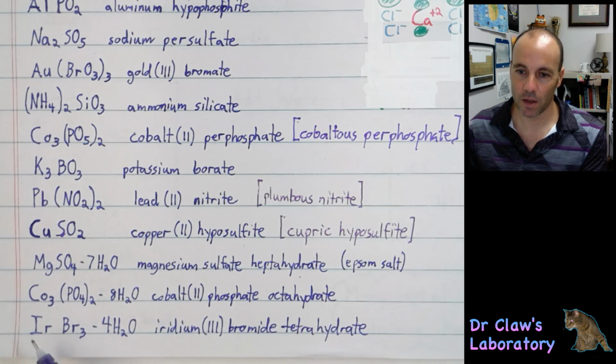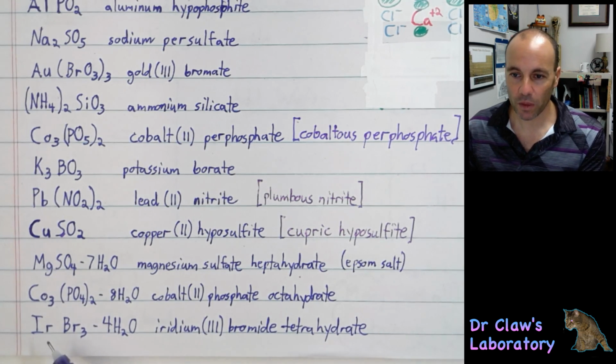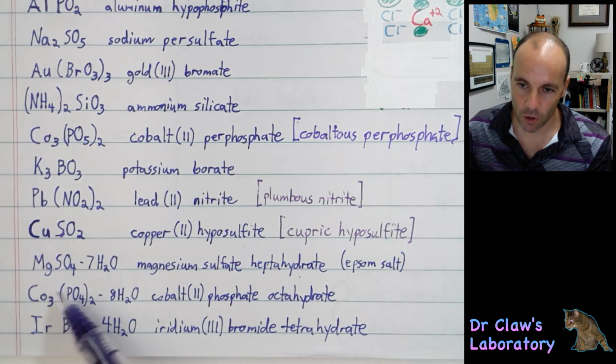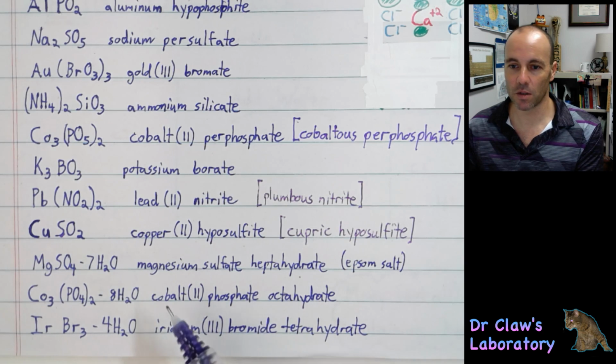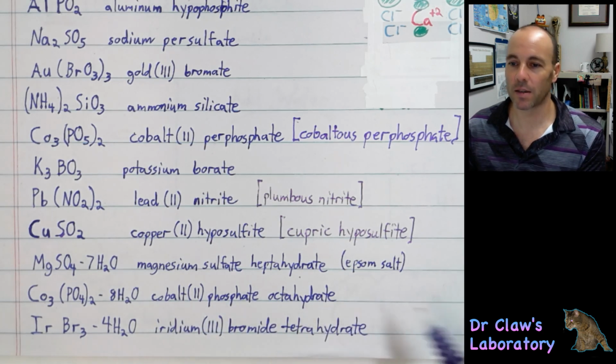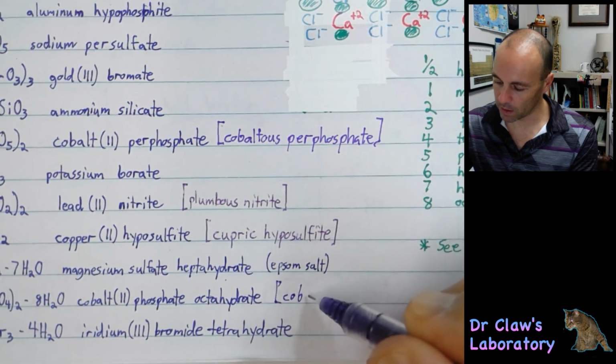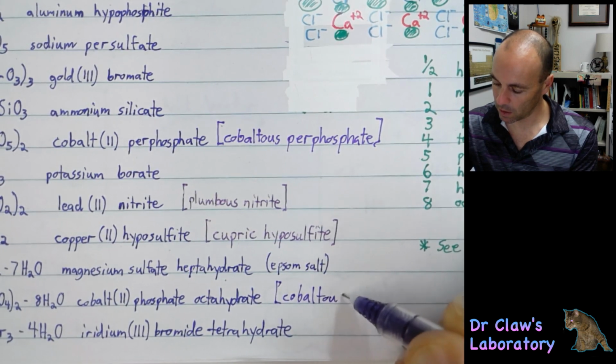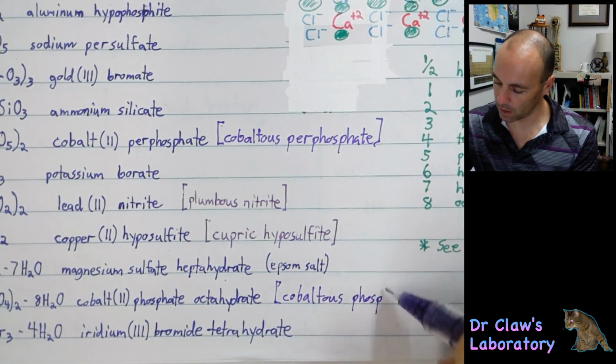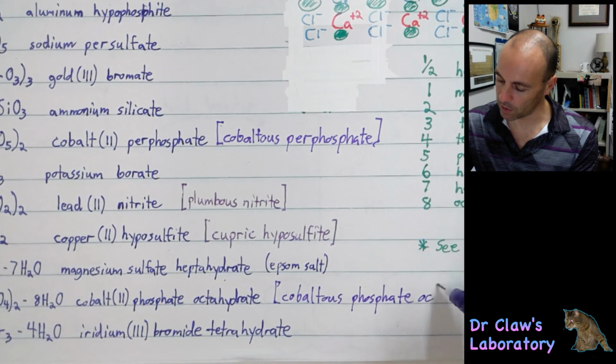And the last one, here's iridium, and here's bromine. Bromine has a minus 1 charge, so you have 3 of them, total minus 3, must balance the positive 3. So this is iridium 3 bromide with 4 waters, tetrahydrate. Oh, this cobalt one has the older naming scheme, so this could also be cobaltous phosphate octahydrate.